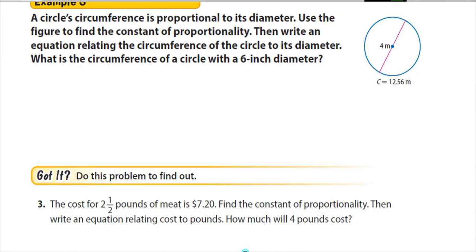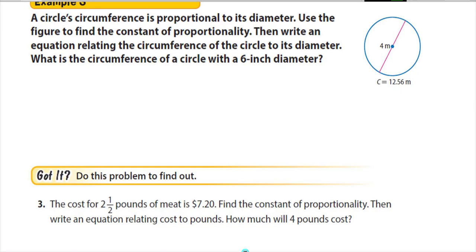All right, so let's look at example 3 here. This is the second part of the objectives, which is to describe a proportional relationship using an equation. All right, so we're going to have to come up with an equation here for this one. It says a circle's circumference is proportional to its diameter. Okay, so that means you would take the circumference divided by the diameter. Use the figure to find the constant of proportionality. Then write an equation relating the circumference of the circle to its diameter. What is the circumference of a circle with a 6-inch diameter?